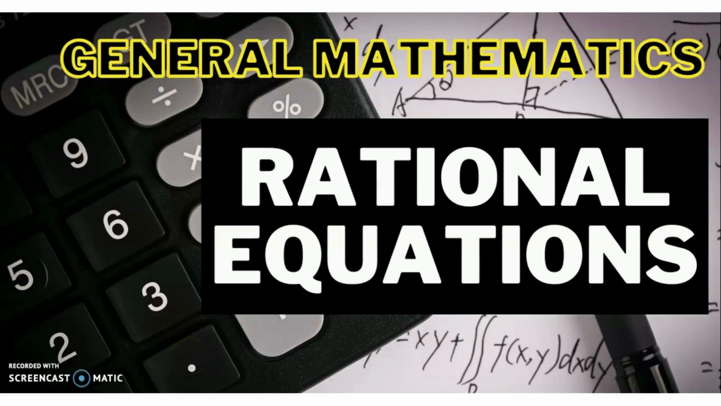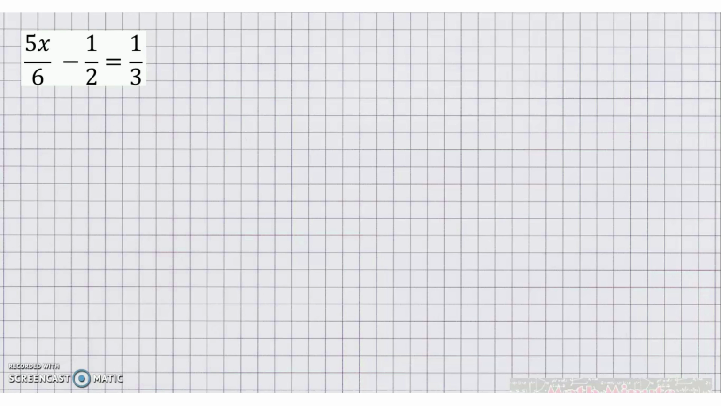rational equations. So rational equations, those are equations that contain rational expressions. When we say rational expressions, those are in the form of fractions. So it is considered as a rational expression, so it is referred to as a rational equation. I will give you an example here to show what a rational equation looks like. So this one, 5x over 6 minus 1 half is equal to 1/3. This is an example of a rational equation because you have rational expressions here. And our goal here is to solve for the value of x.